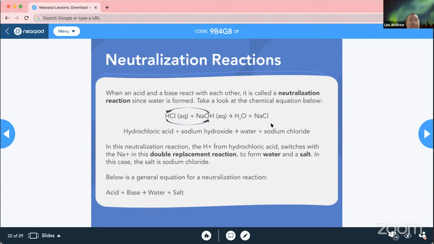All right. So in this reaction, the positive hydrogen from the hydrochloric acid will switch with the sodium positive, in this double replacement reaction, to form water and salt. In this case, the salt is known as sodium chloride. So a generic formula for everyone to understand and remember is acid plus base equals water plus salt. This equation will never change, no matter how you do it. When you add an acid and an alkaline base, you will get water and salt. All right.